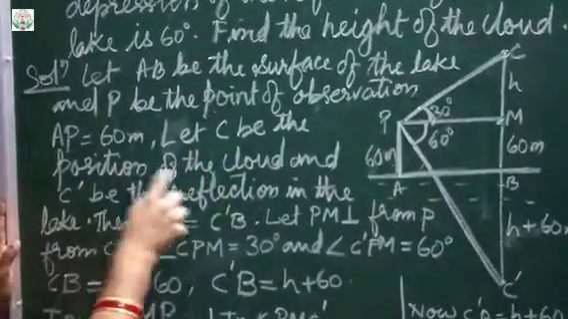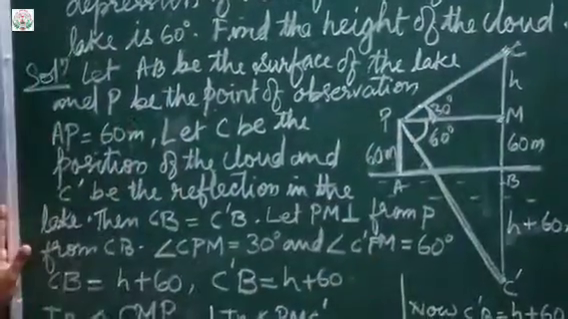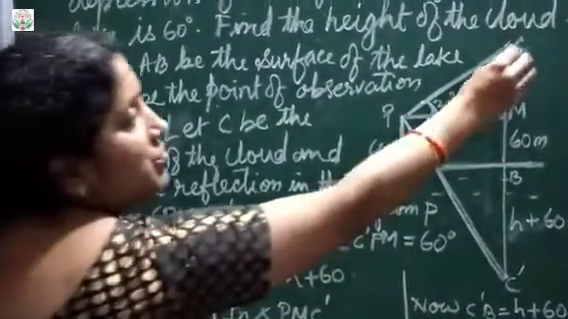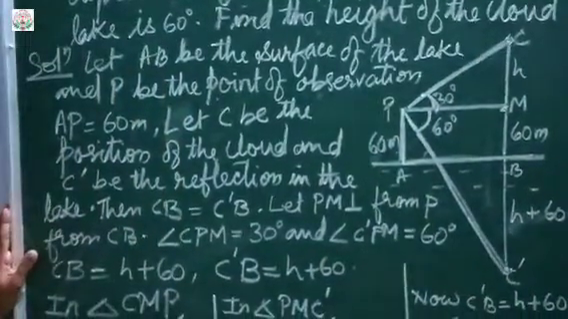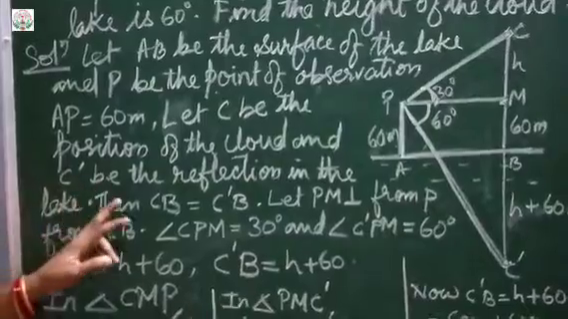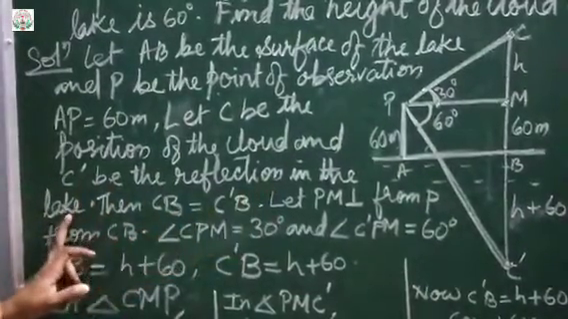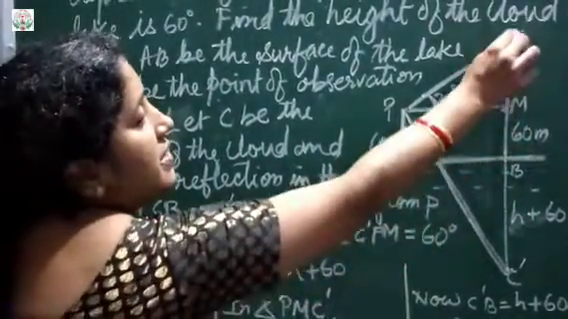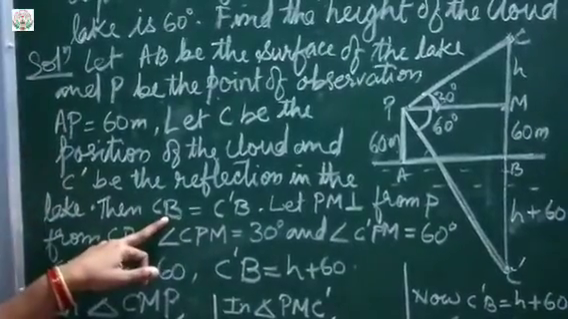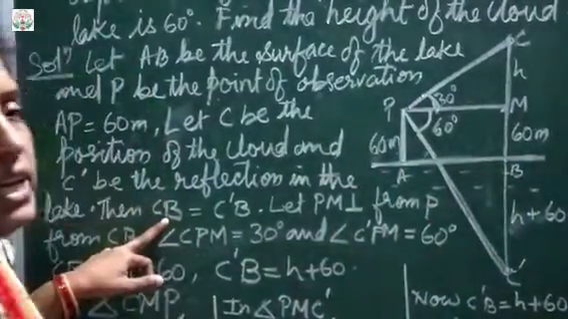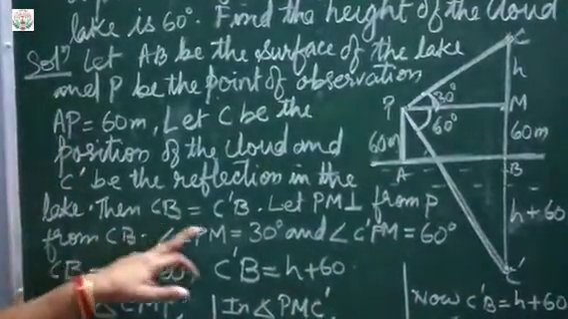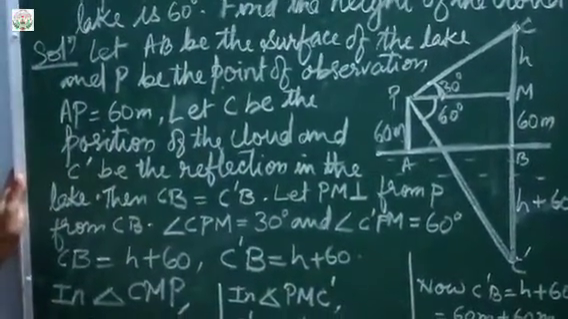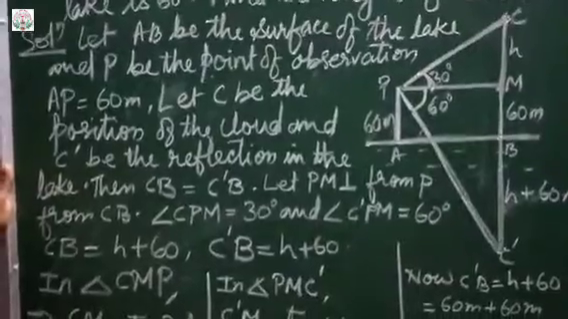Let C be the position of the cloud. This is the position of the cloud. And C dash be the reflection of it. The reflection of this cloud is C dash, that is in water or in the lake. Then CB equals, CB means what? This height, the height of the cloud from the surface of the lake is CB. This is equal to this because that is the reflection only. CB equals BC dash or C dash B.